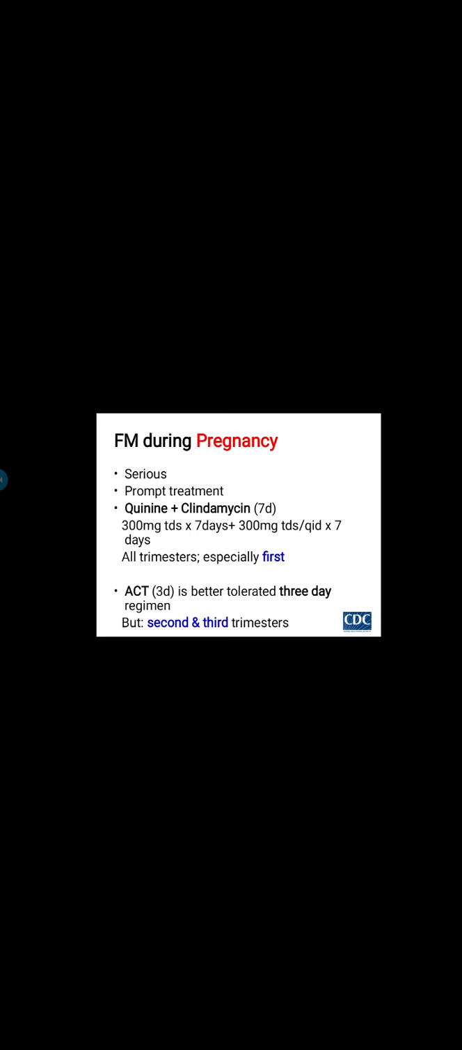So let's discuss the treatment of falciparum malaria in pregnancy. It is a very serious condition because falciparum leads to multiple complications during pregnancy, so prompt treatment is essential. Preferably artemisinin is not given in the first trimester. It can be given in the second or third trimester, but quinine is the drug of choice in falciparum malaria in pregnancy, though you have to be cautious about hypoglycemia.